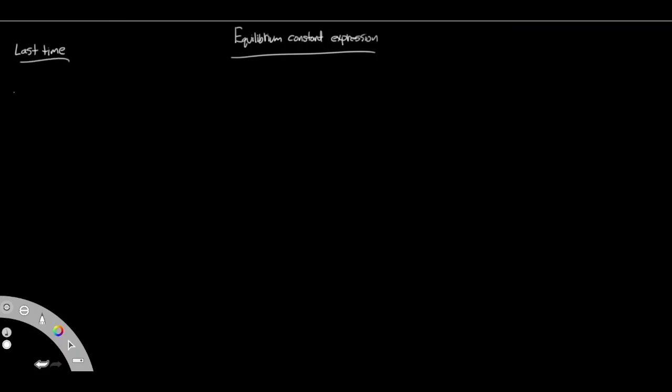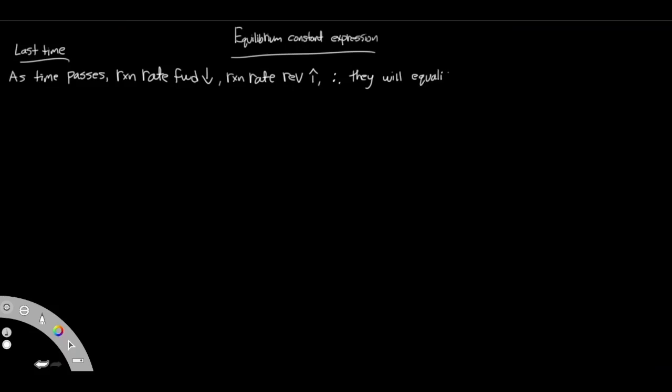Last time, as time passes, the reaction rate for the forward direction decreases, because of course the reactants are going to be used up in order to create the products. So then of course the reaction rate in reverse increases this time. Therefore, they will eventually equalize. Why would they equalize? Because their slopes have equaled 0.